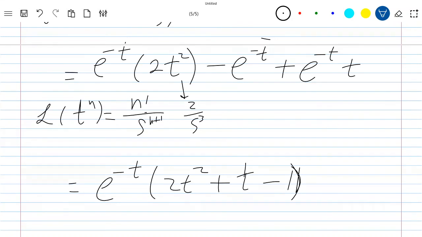And that satisfies both the equation and the initial conditions. Alright, I think that's it for the example. Okay. And we'll continue next time.